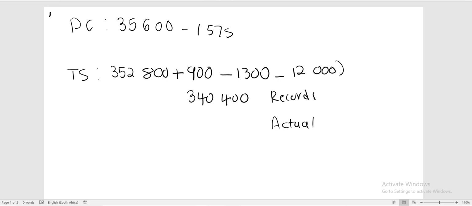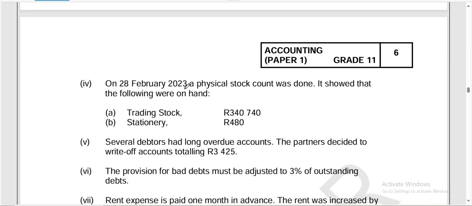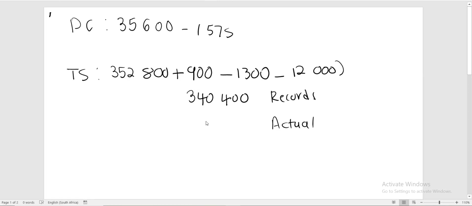So let's quickly check there. Now here they're saying on 28 February 2023, a fiscal stock count was done. It showed that the following items were on hand. Trading stock 340,740. So you see we have a problem. You can see that there's not a shortage, there's actually a surplus. We were expecting to get 340,400. We are actually getting 340,740. So it means that we are going to have a surplus.